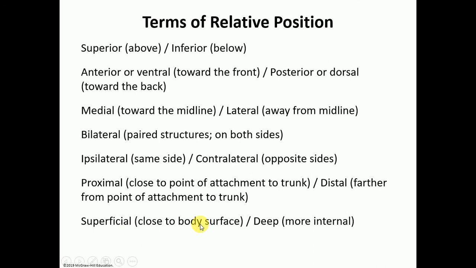Now, a couple of other terms to keep in mind would be bilateral. That would be on both sides. So if we say that a person had a stroke with a bilateral paralysis, meaning that paralysis was on both sides.